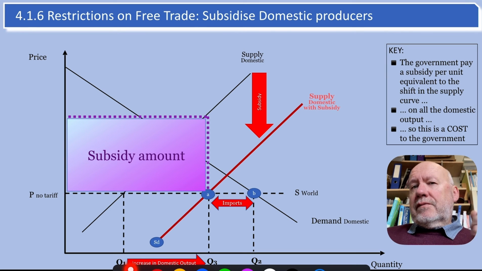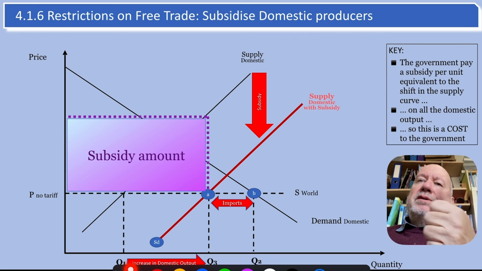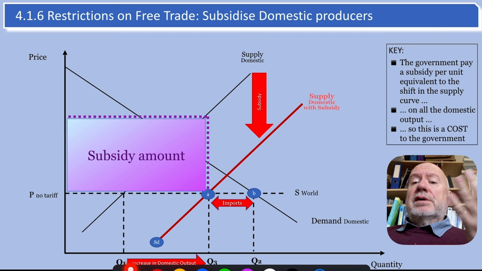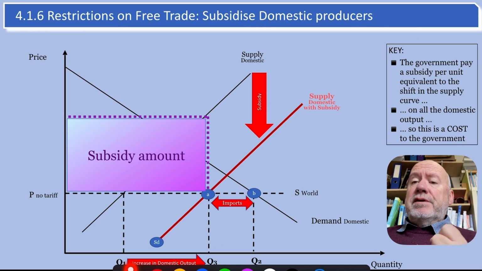So an advantage of subsidies: no hike in prices, no loss of consumer surplus, but the cost of subsidies is that it's going to cost the government, instead of, let's say you had a tariff where the government received revenue. So hopefully that gives you a good idea of how subsidies work.